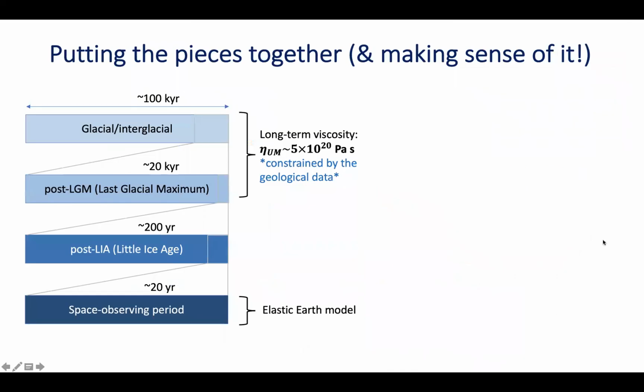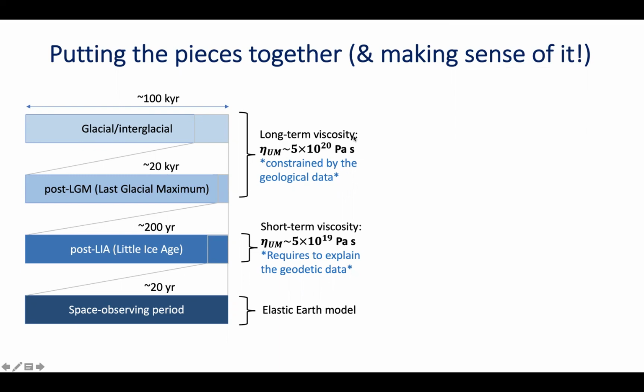Okay, so now let's put the pieces of the puzzle together. We have the GIA model that is really constrained by the geological data, and that has an upper mantle viscosity of 5×10^20 pascal second. And what we have shown in this study is that if we also need to explain the geodetic data, the modern crustal motion data, then we need a mantle viscosity roughly 1 order of magnitude smaller than the typically used value in GIA studies.